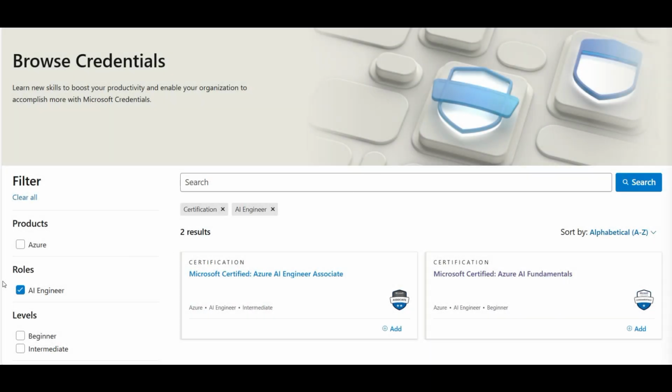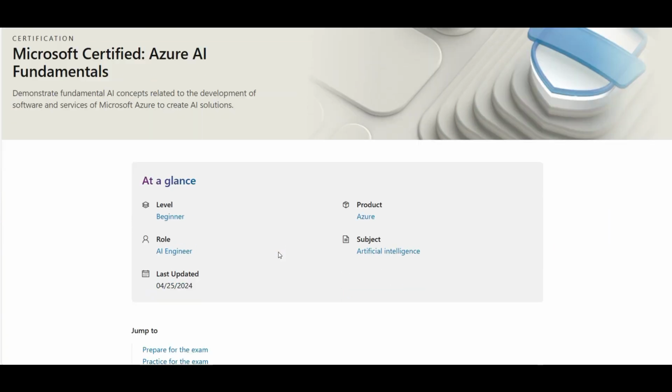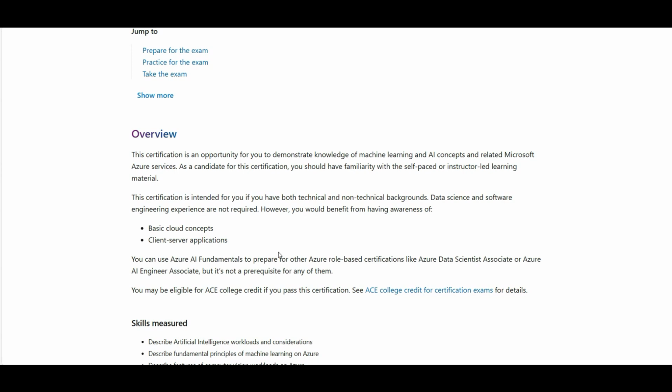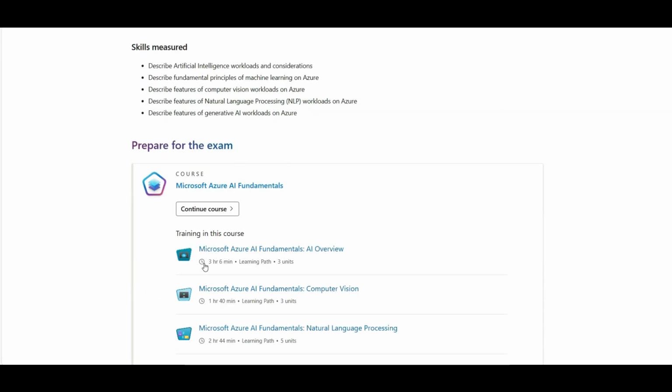The first step is the AI 900 certification, which is the Azure AI Fundamentals. This certification is designed for those who are new to AI and want to understand the basics. The AI 900 exam covers topics such as AI workloads, fundamental principles of machine learning, and features of computer vision, natural language processing, and conversational AI on Azure. It's a great starting point to build a solid foundation.